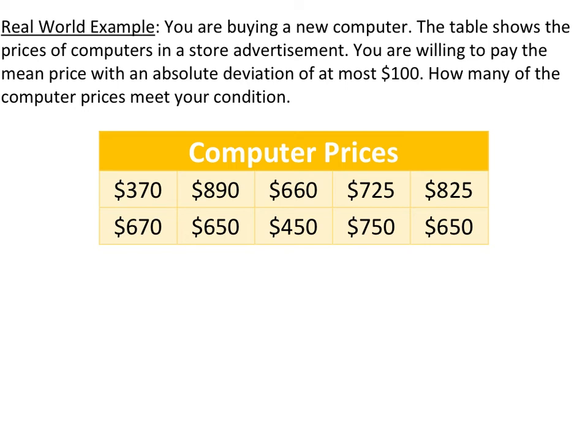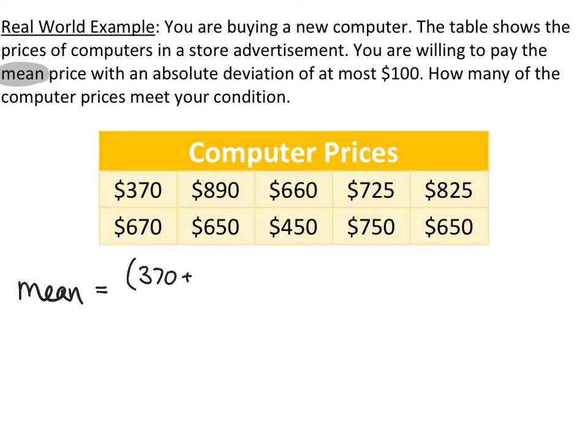It says that we are willing to pay the mean price. Does anyone remember what a mean means in math? It starts with an A. Average, absolutely. Mean price means the average price. So we need to find the average price of these computers. How do you find the average? Add up everything and divide by the number of prices. Absolutely. So that's what we're going to do.